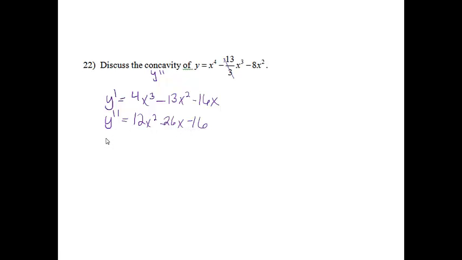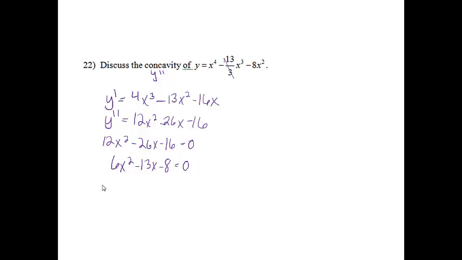If I want to find a critical number, I'm going to take that second derivative and set it equal to 0. That looks like an awful problem to try to factor, but I do know that I could divide a 2 out of both sides of my problem, and if I do that, I will get 6x squared minus 13x minus 8 is equal to 0.